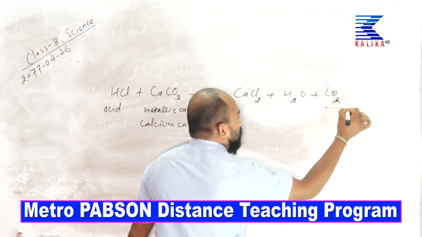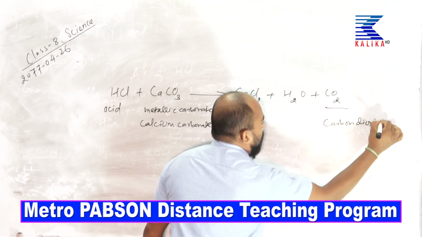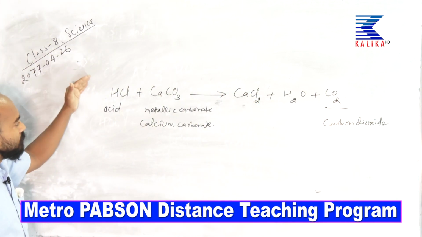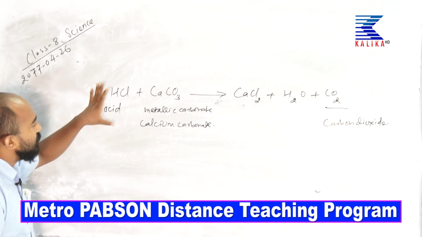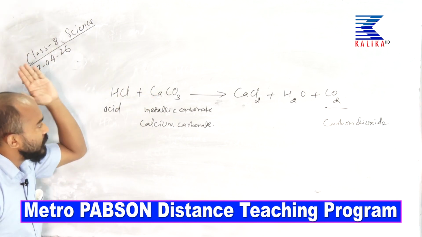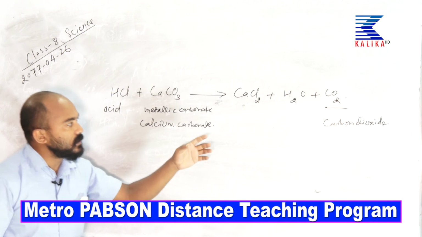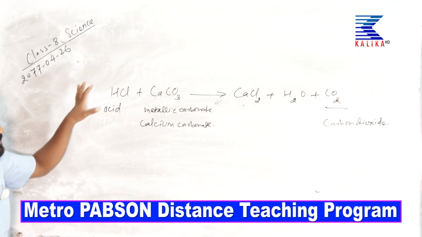and it gives carbon dioxide. While balancing this chemical equation, see the number of calcium, carbon, chlorine, hydrogen and oxygen. Remember this: while balancing, the number of hydrogen must be balanced at last.